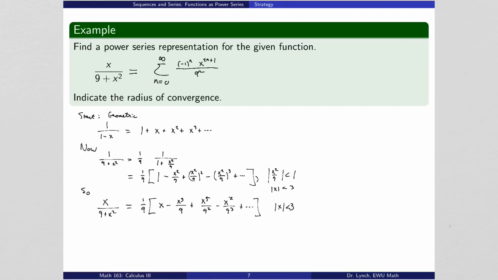So we can see an expression for x over 9 plus x squared, multiplying through by x. You can see the odd powers of x and then the powers of 9 and the flip-floppy term that is encapsulated by the minus 1 to the n. So the sum n equals 0 to infinity, minus 1 to the n, x to the 2n plus 1 divided by 9 to the n. And again here, the radius of convergence is 3.